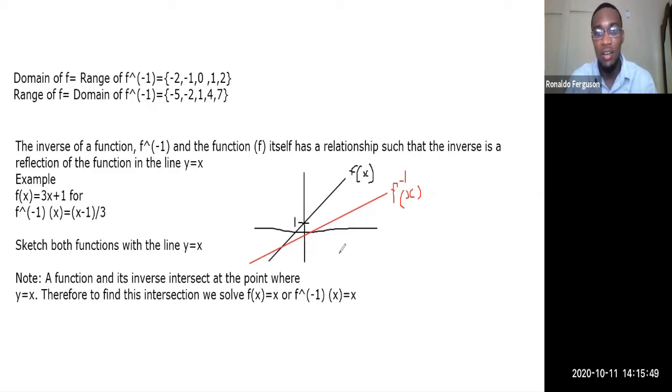Both of these are a reflection of each other through the line y equals x. Therefore, to find the point of intersection where a function and its inverse intersect, we solve f of x equals x, or we solve f inverse of x equals x, because they both intersect through the line y equals x. We will look more at this when we look at some examples.